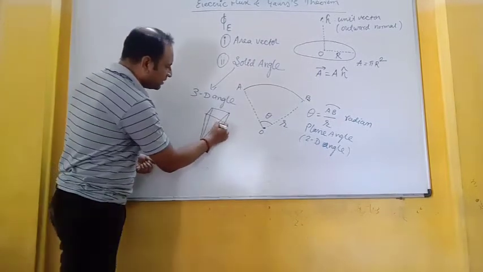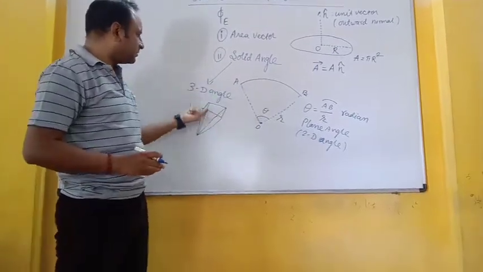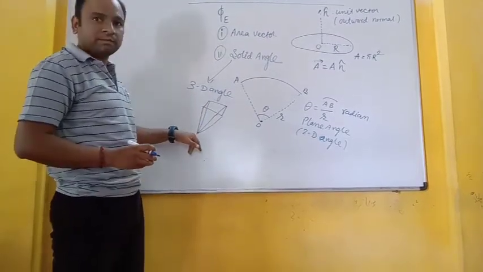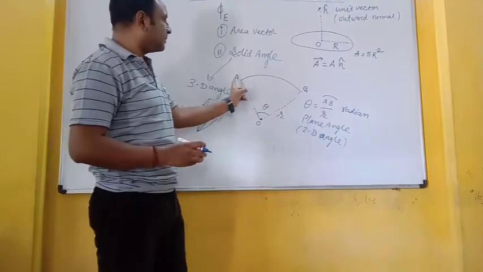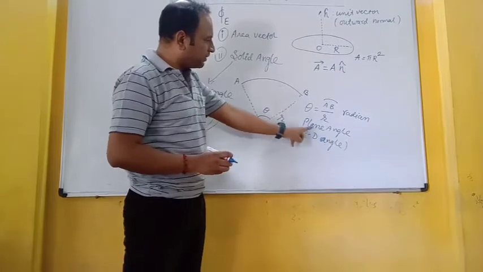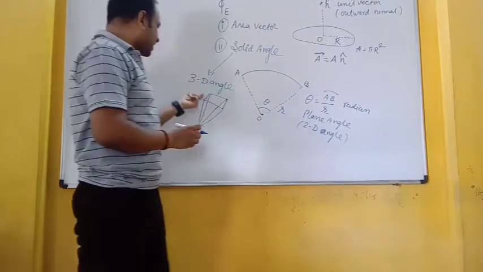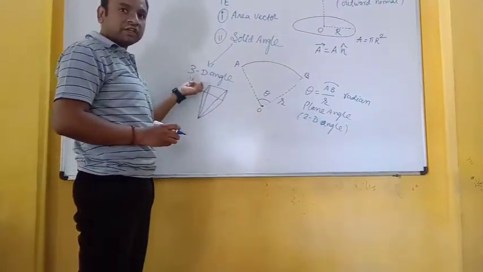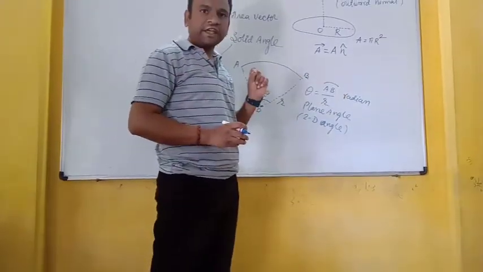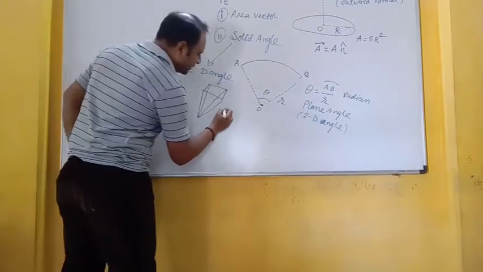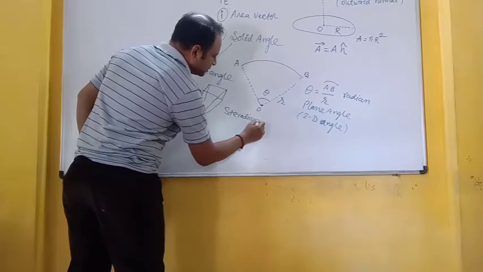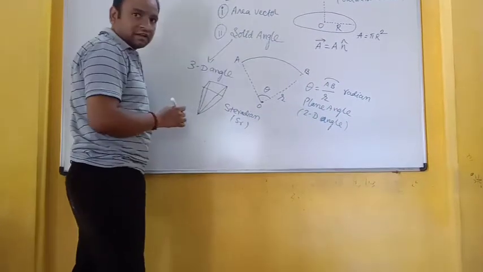Now this angle, unlike the plane angle, will be a three-dimensional angle because it is subtended by the whole surface at a particular point. The plane angle was subtended by a linear arc at a particular point. Therefore, we call this angle the two-dimensional angle and this angle the three-dimensional angle. So, like the unit of the plane angle is radian, the unit of the solid angle is steradian. We write it as SR.